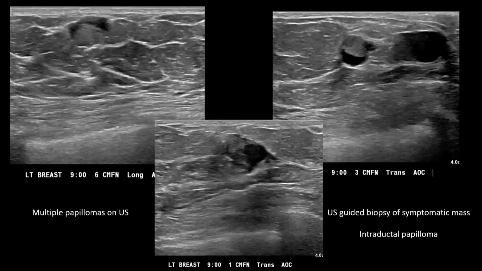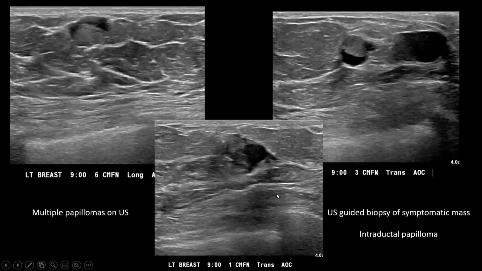So we went ahead and did ultrasound. So you can see that she has multiple papillomas. Some are hypoechoic masses, and then there's a rim of fluid within them. But the area this patient is feeling is in the left medial breast, 3 centimeters from the nipple. And so this is her area of concern. So left 9 o'clock, 3 centimeters from the nipple, and also left 9 o'clock, 1 centimeter from the nipple.